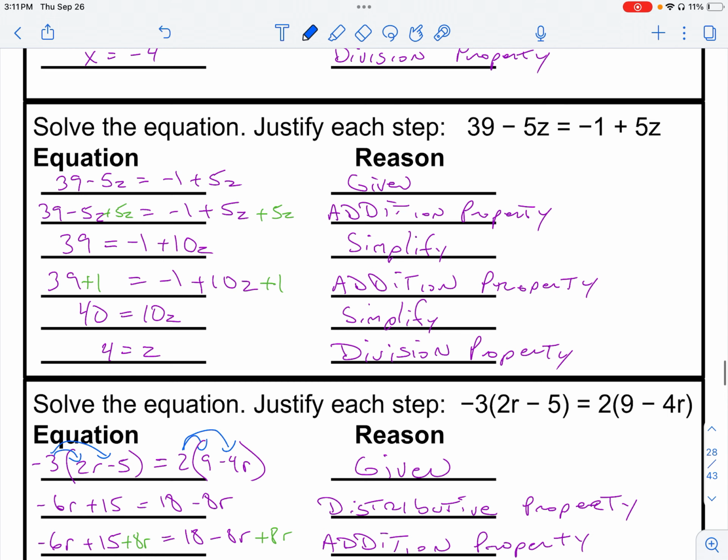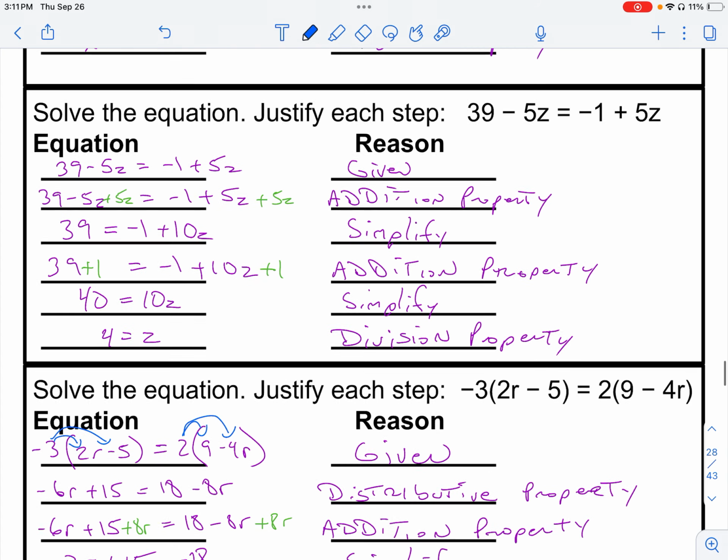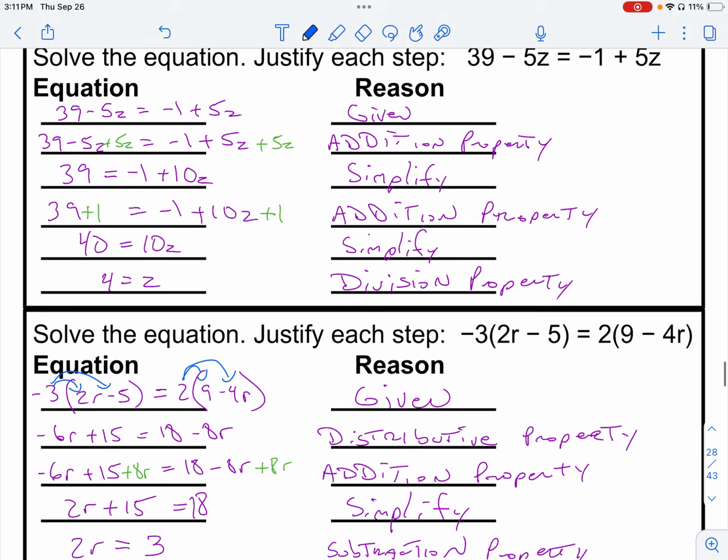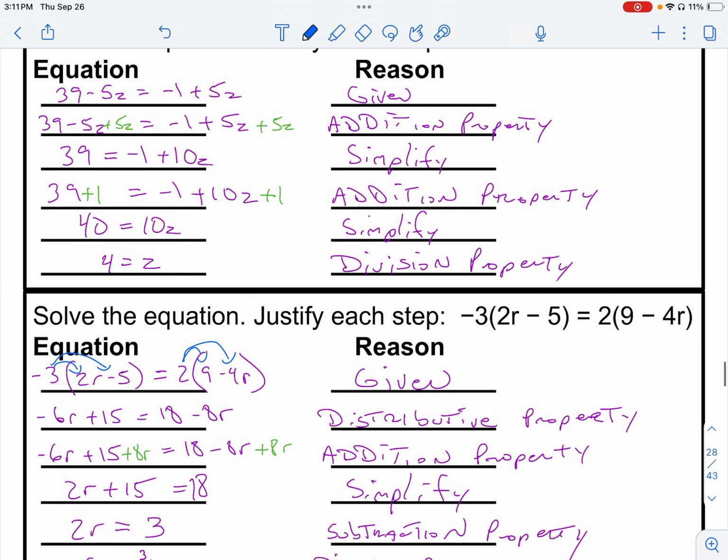Our distributive property. Then we want them on the same side, so we're going to add 8r to both sides, our addition property. We're simplifying again, combining our like terms, ending up with 2r plus 15 equals 18. Then we're going to subtract 15 from both sides, and we end up with 2r equals 3. I understand you're not going to write it all out and simplify every time. So I bent to reality on this one.